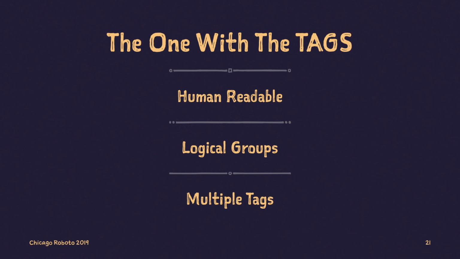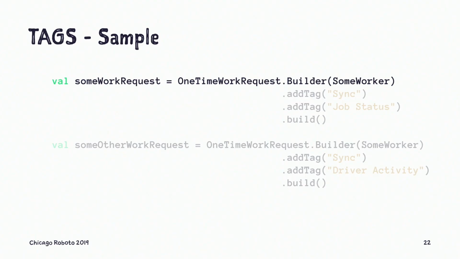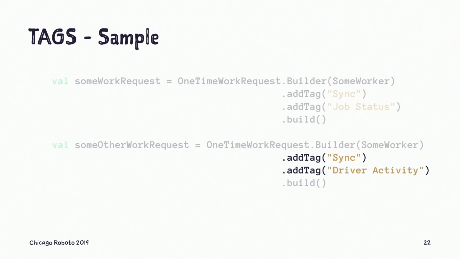But the tags are very important. Basically, they help you logically group your work together, and you could then query them by that tag and later cancel them as well. You could also have multiple tags on a single work request. This is what it should look like. When you create the work request, you could do something called add tag and give it a name, whatever you want. This is both doing the same, sync and driver activity and sync and job status.